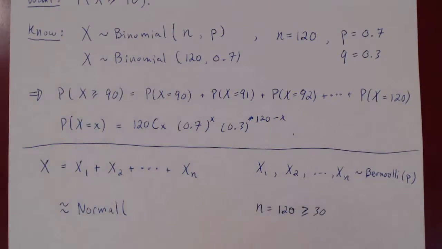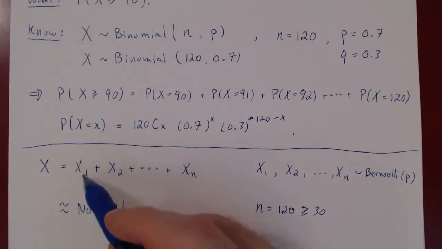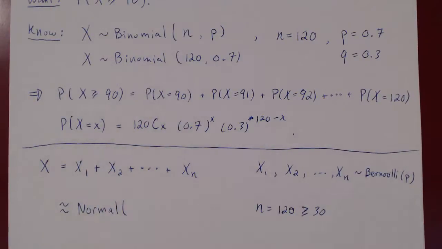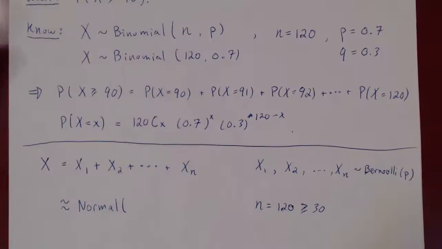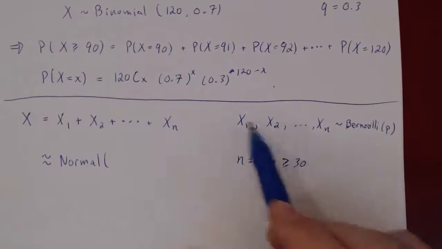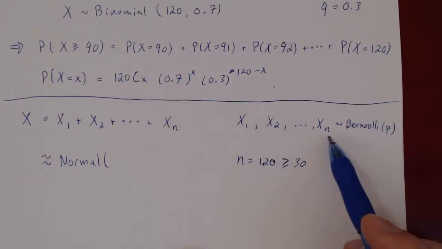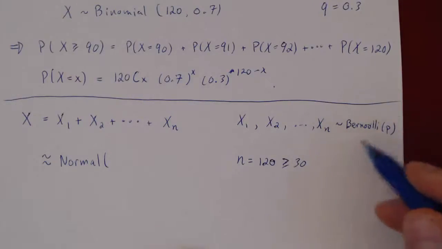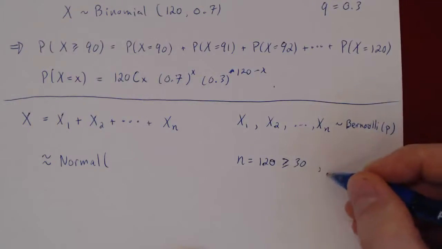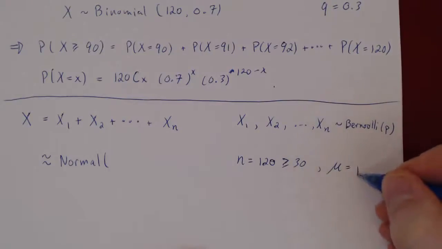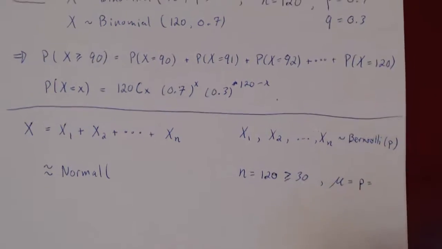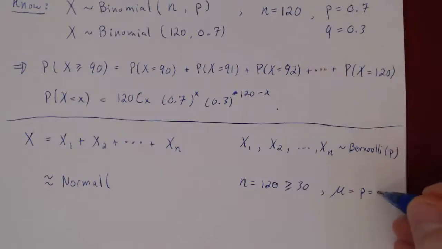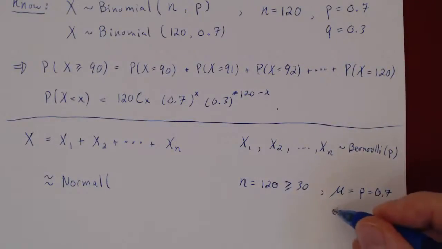And now we need, if you remember, to find the mean of each random variable and the standard deviation. Well, x1 through xn are Bernoulli random variables, and if you remember, a Bernoulli random variable has a mean of p, and in our case p is 0.7, so the mean is 0.7, and has a variance of pq.